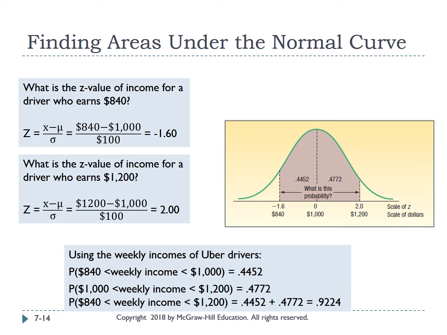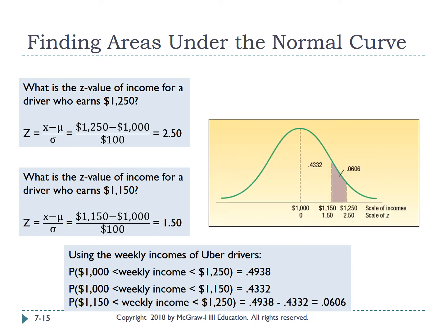Refer to the given graph. We combine two areas, one area to the right of the mean, which is Z equals 0, and one area to the left of the mean. So this is equal to the area between Z equals 0 and Z equal minus 1.6 plus the area between Z equals 0 and Z equal 2. Use a table to find the area from Z equals 0 to 1.6, and use a table to find the area from Z equals 0 up to Z equal 2. So we get from the table 0.4452 plus 0.4772, which is equal to 0.9224. So the probability of a weekly income between $840 and $1,200 is 0.9224.